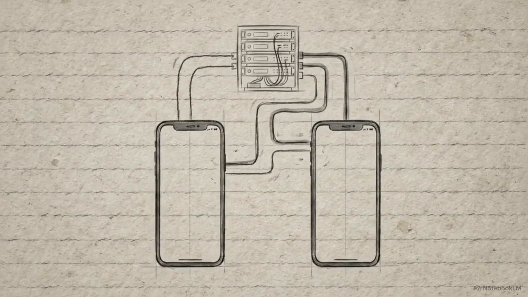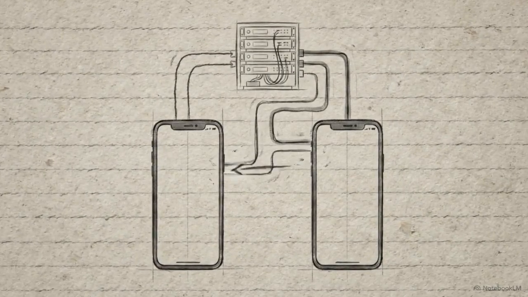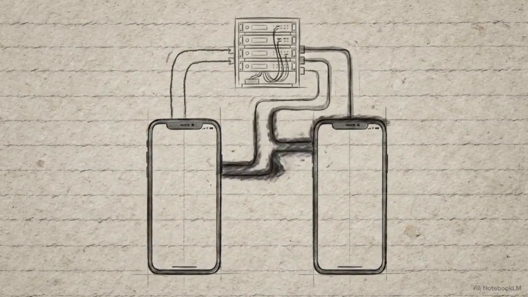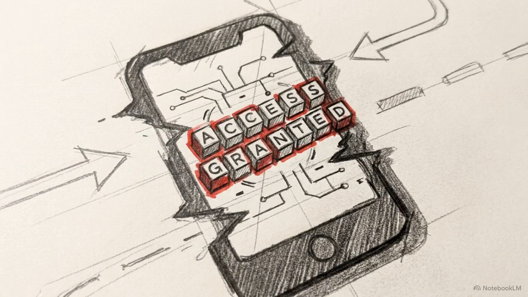In a traditional flow without a client secret, the authorization server has no way to distinguish between the two apps. It blindly issues an access token to the attacker who presents the stolen code.